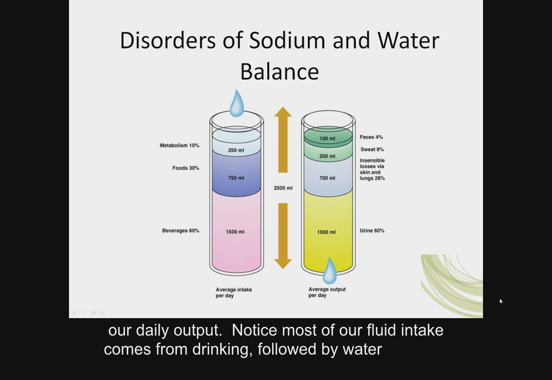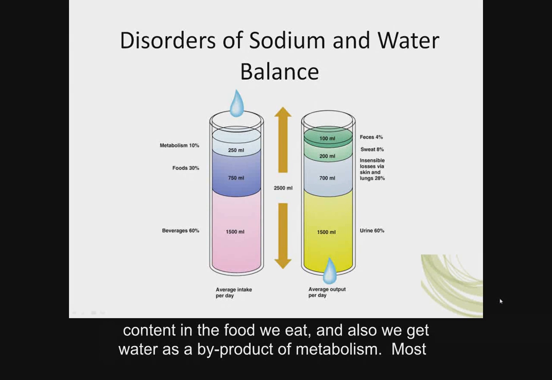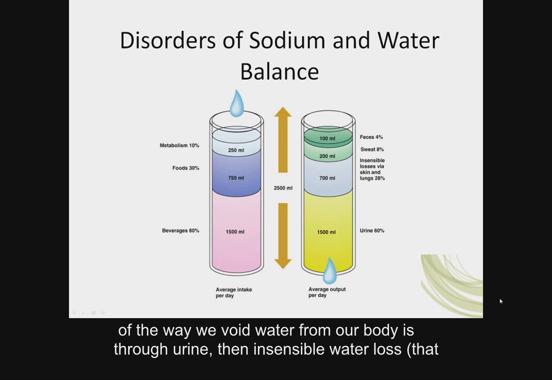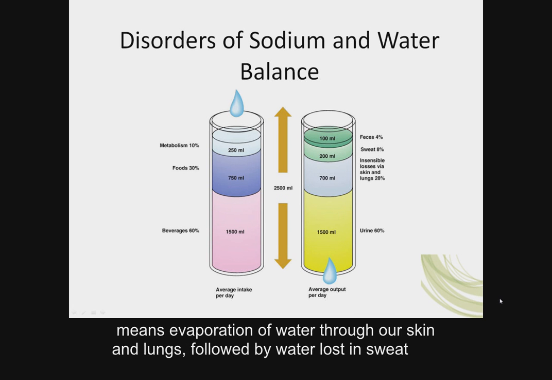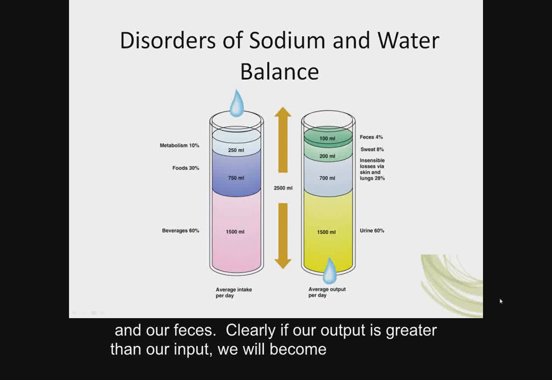Notice most of our fluid intake comes from drinking, followed by water content in the food we eat, and also we get water as a byproduct of metabolism. Most of the way we void water from our body is through urine, then insensible water loss, that means evaporation of water through our skin and lungs, followed by water lost in sweat, and then our feces.